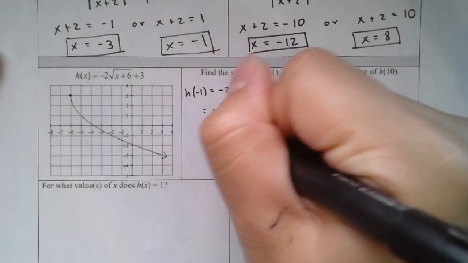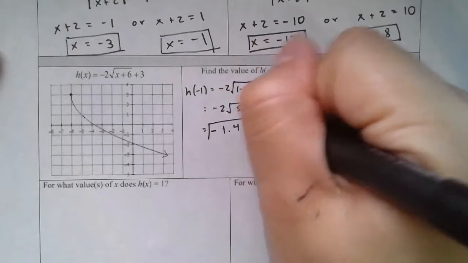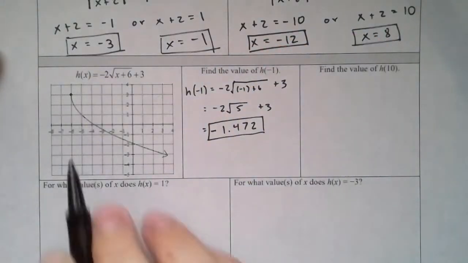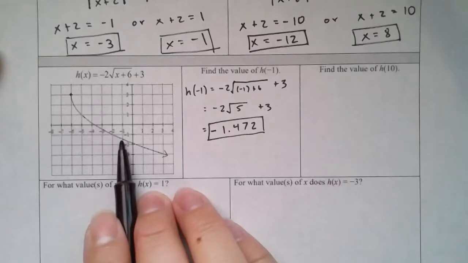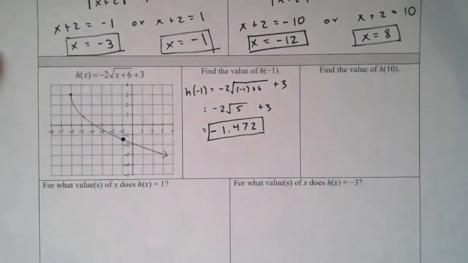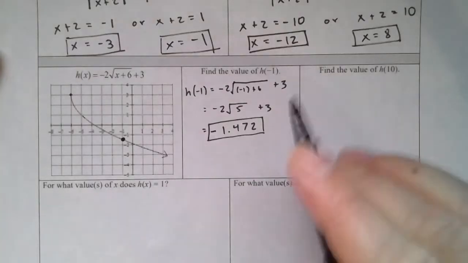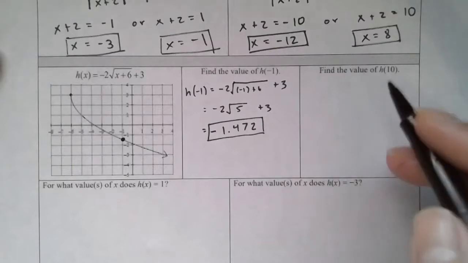I'm getting negative 1.472. So that means when x is -1, y is about -1.472. So it'll be about this point here. Okay, and that makes sense. That's it for this one. The next one is h of 10.